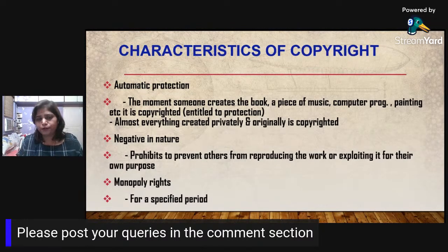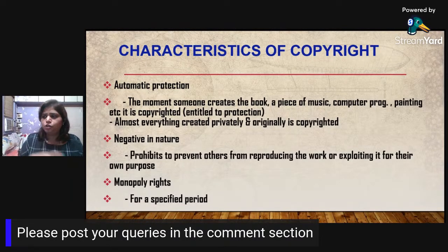That is why it's a monopoly, and therefore it has to be given for a specific period only. So if you see, a trademark is given for 10 years and then it is renewable. You can keep on renewing it for unlimited time, till the time you are using that trademark. If you keep on renewing, it remains in your name. If you stop, then you will lose that IP.